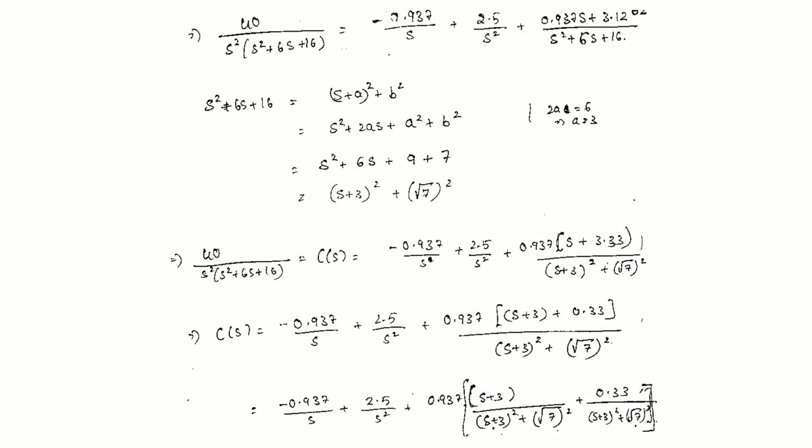Now let us substitute into this. This is not in standard form. So first of all this should be converted to s plus a whole square plus b squared, so s square plus 2as plus a squared plus b squared. What we have done is s square plus 6s, so 2a is equal to 6 means a equal to 3. 3 square is 9. Out of 16, 9 if I take, 7. Then I can write s plus a whole square plus b squared.